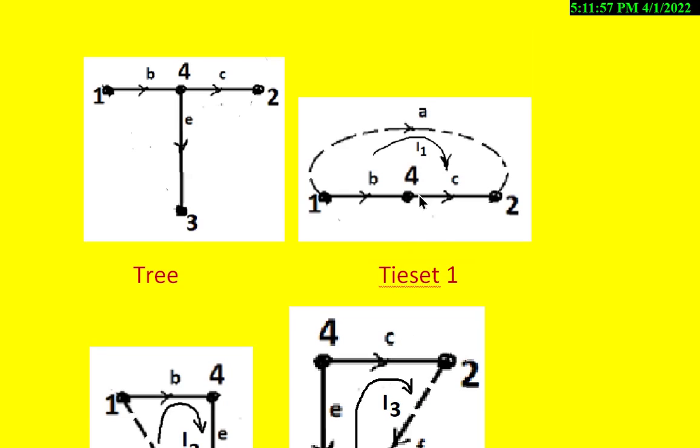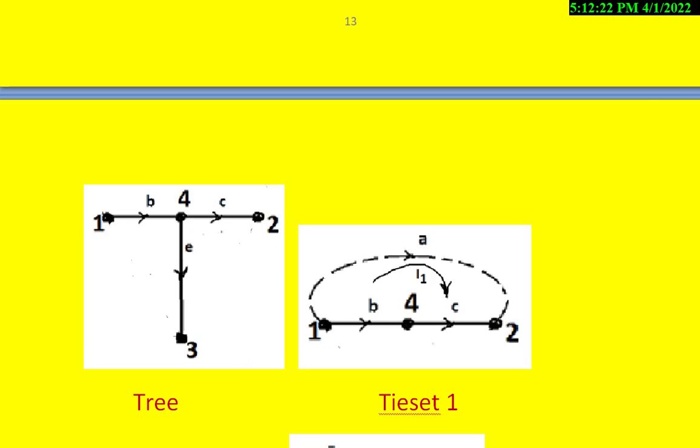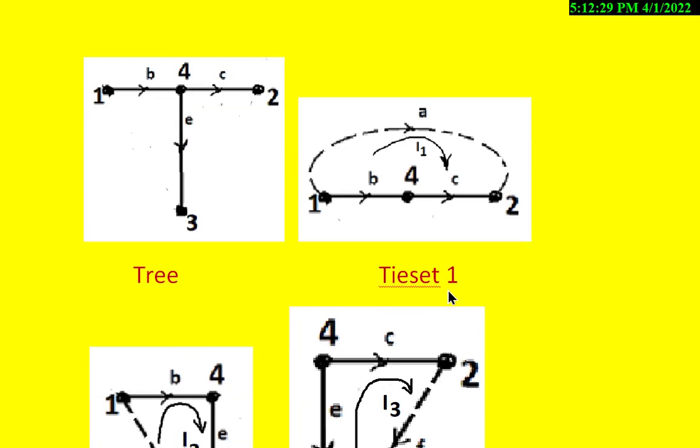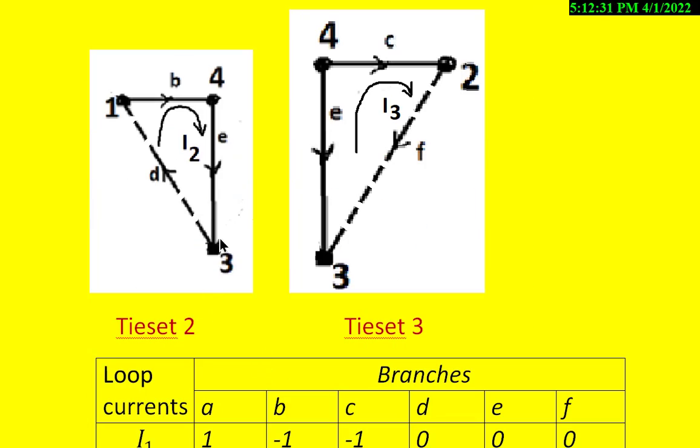And then assume the current direction. For Tieset 1, the direction of the current is clockwise and we call that I1. Similarly, for Tieset 2, the current direction is clockwise, we call it I2. And similarly, Tieset 3, the current direction is clockwise and it is I3.